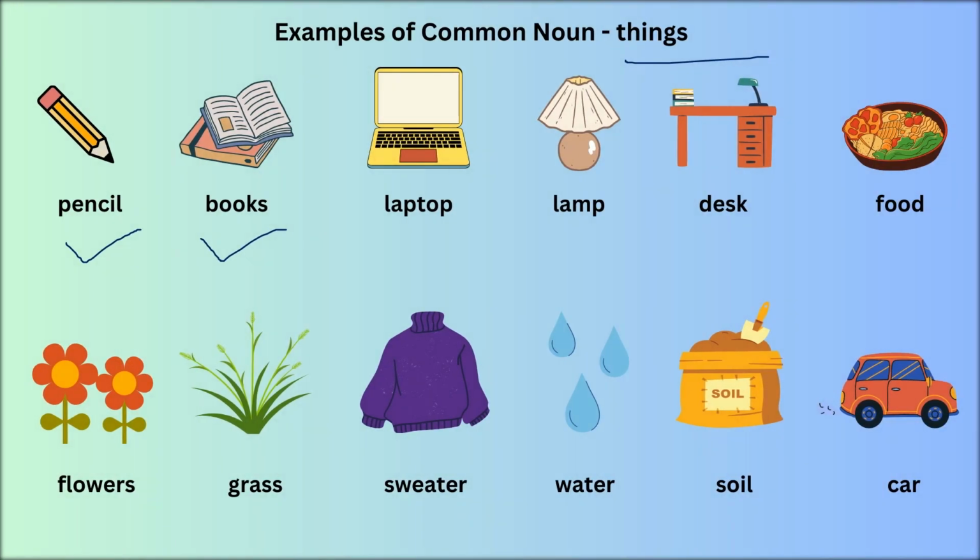So here we come to things: laptop, lamp, desk, food, flowers, grass, sweater, water, soil, car. And always remember, water, earth, air, wind, these are all examples of common nouns. Though we cannot see air or wind. Fire we can see, but these are all examples of common nouns.